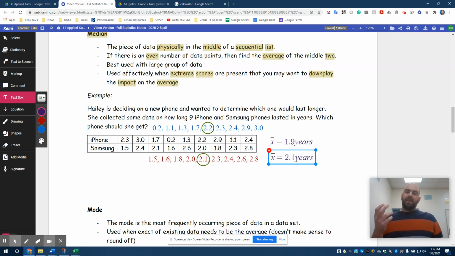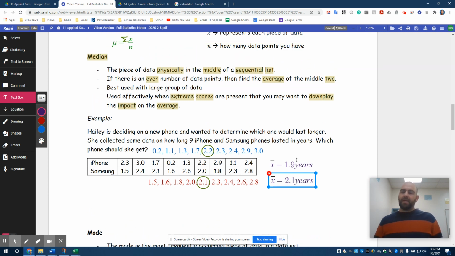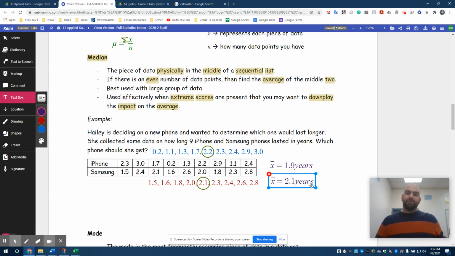Okay, so if you look at the averages, the mean for an iPhone is 1.9, the mean for a Samsung is 2.1, which are pretty close, but that means that the Samsung will probably last longer on average, right? That's our average. But the median shows that the iPhone actually has a bit of a higher average in this case, because some of this 0.2 really brings down that X bar, that mean. It really brings down our mean, but our median really shows it to be a little bit better.